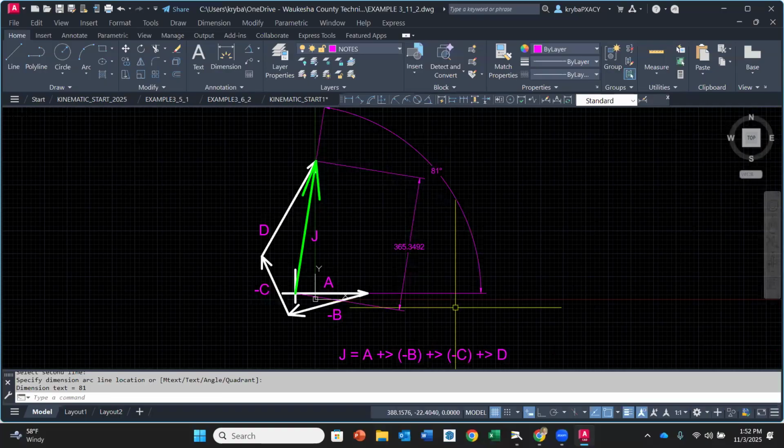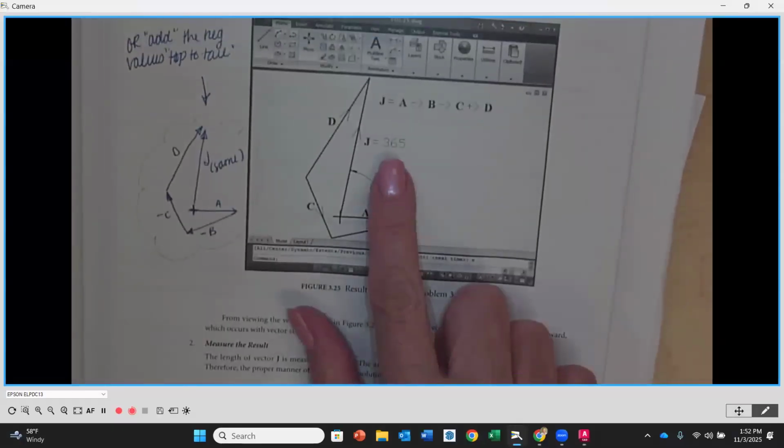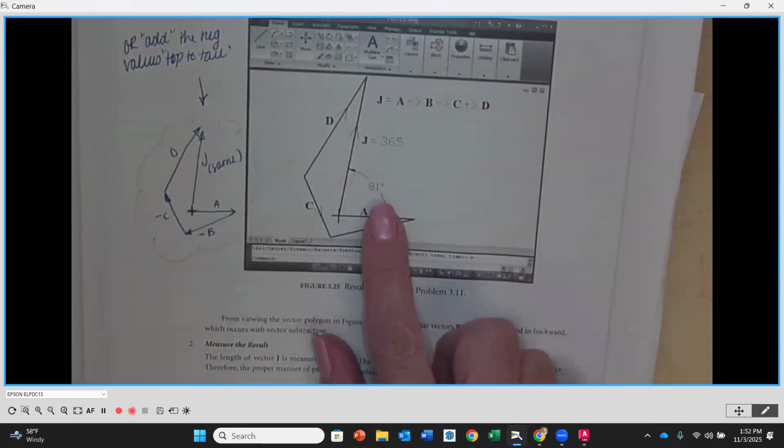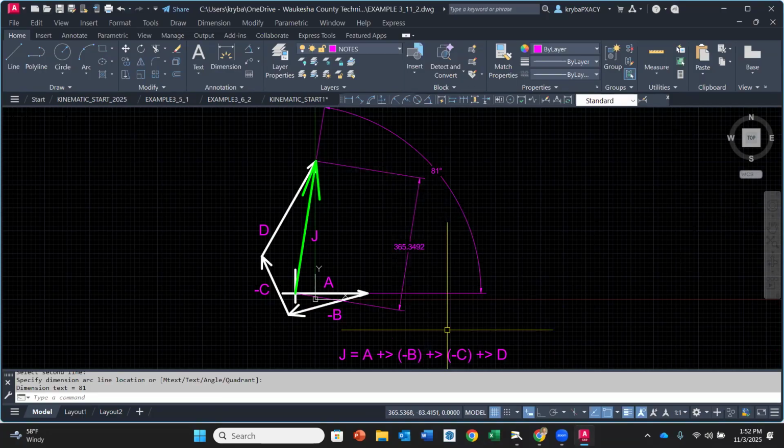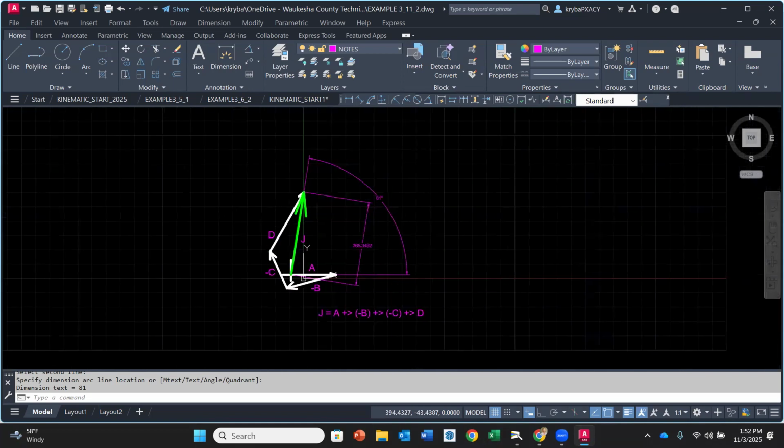And I'm getting 81. So let's look at what we have for the answer on page 57. Looks like we have 365 is the magnitude, and we've got 81 for the angle, which I know that we got. So 365 as well for our magnitude on our CAD. So this would be the screenshot with the equation, variables, and your magnitude and directions. Make sure you put arrowheads on all of your vectors because they're not lines, they are vectors. And you should be ready to hand that in as part of your practice problems.